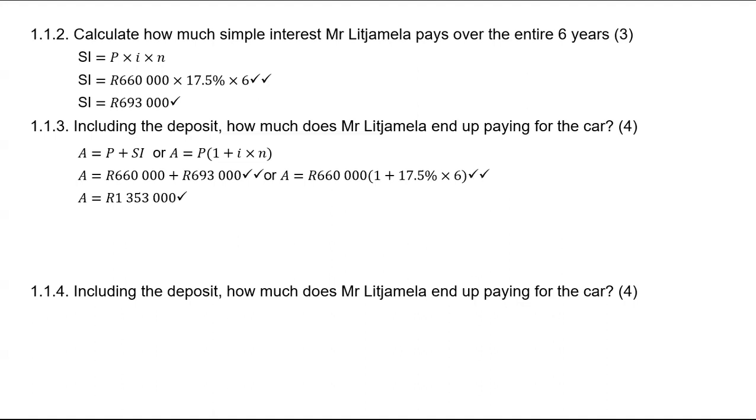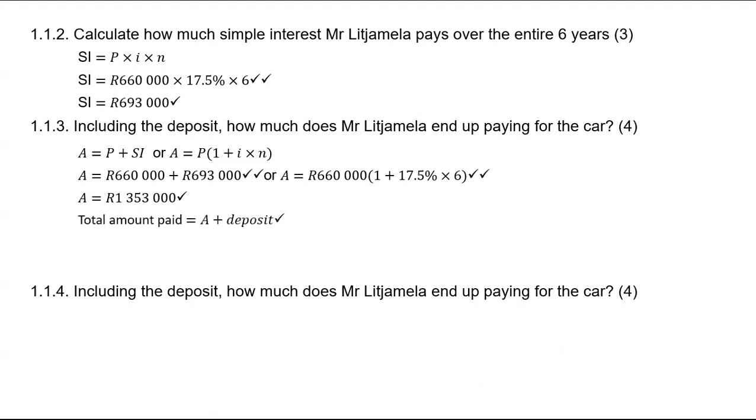Okay. But this question here doesn't want us to calculate A. It wants us to calculate the total amount that Mr. Dijamela has paid by the end of the period, which is 6 years. They said including the deposit. So Mr. Dijamela won't just pay that 1,353,000. He will pay that 1,353,000 plus the deposit.